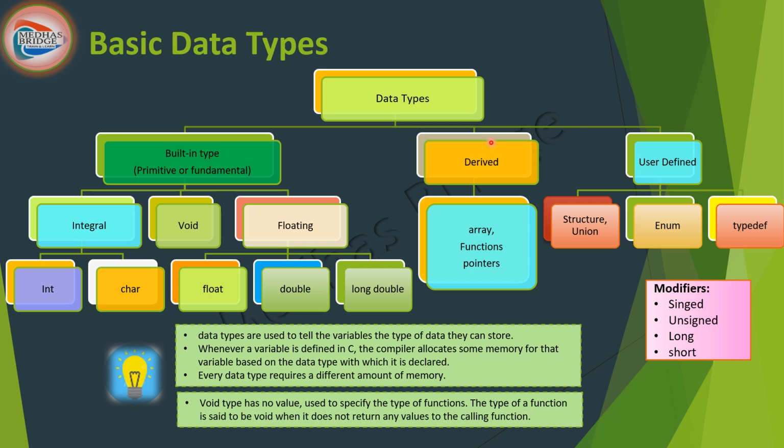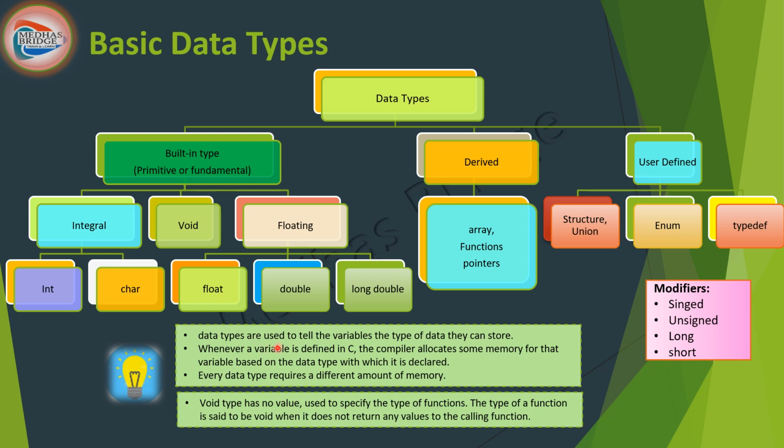Okay, we have derived types like array, character array, functions, and pointers. These are all called derived data types. We also have user-defined data types like typedef, enums, struct, or union. These are also data types. So having all these data types like int, char, float, double, long, arrays, structure, union, enum, typedef, there is one more set of modifiers called signed, unsigned, long, and short. These can be added to all these data types. This is how your data type set can be constructed.